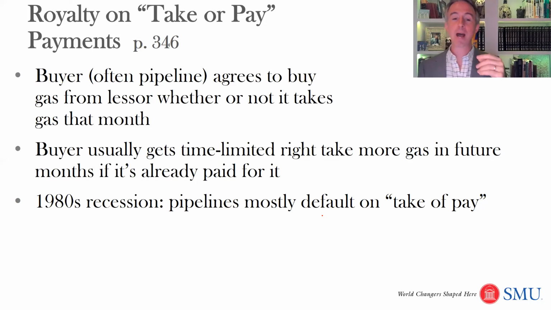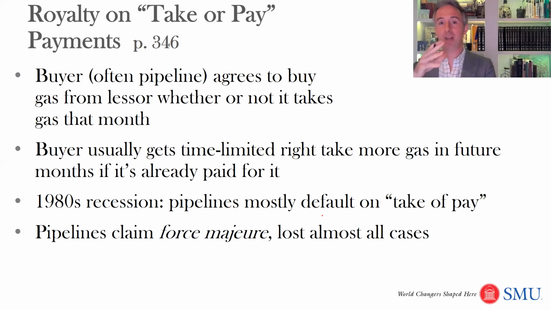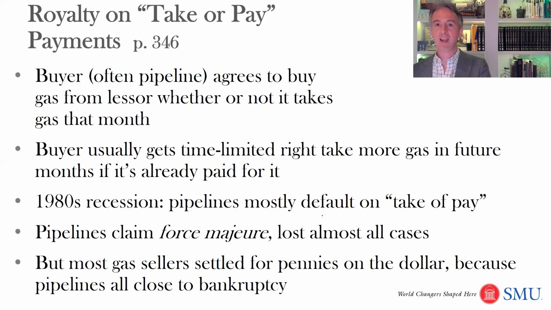I'd have to pay. The problem is that the pipelines then went bankrupt. The pipelines tried to say, this is force majeure. In other words, parties weren't thinking about this. This is force majeure in our take or pay agreement. They lost most of those cases. So now all of a sudden, they have to settle those cases. A lot of them are bankrupt or close to bankruptcy, so they typically only paid pennies on the dollar. But basically, they settled those agreements with the oil and gas companies.